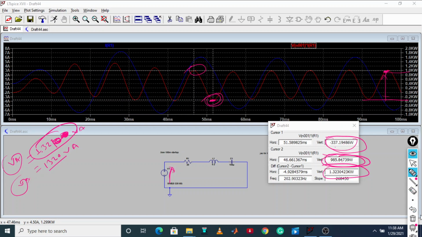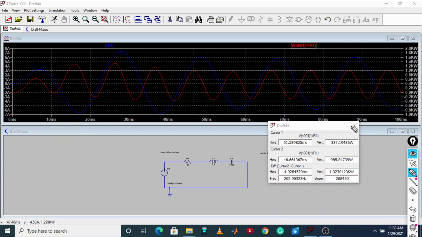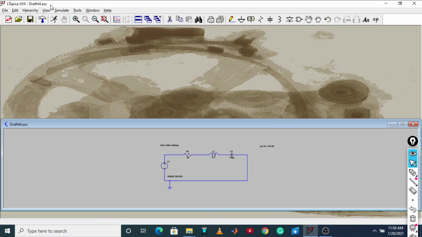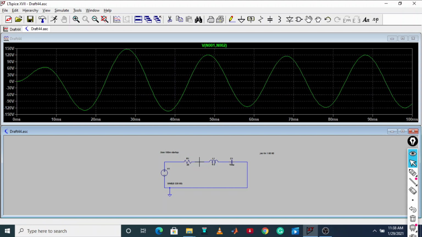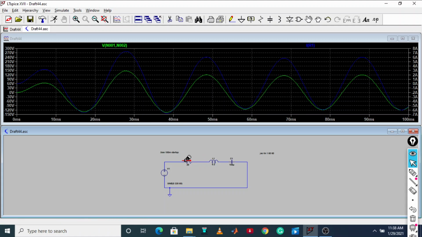Now let us delete all this. Again we are going to simulate, and we are going to see the exact power. Now run this one. Now we want to see the real power. For that we will check the voltage across R. This is how we take it: first click and drop here, it will give you voltage across R, and this will give you current across R. Now this is voltage across R and this is IR1.